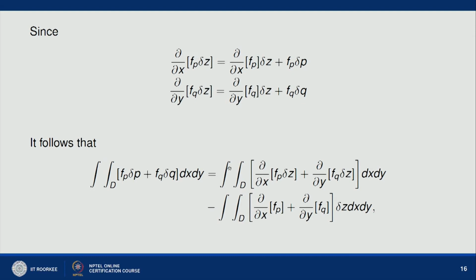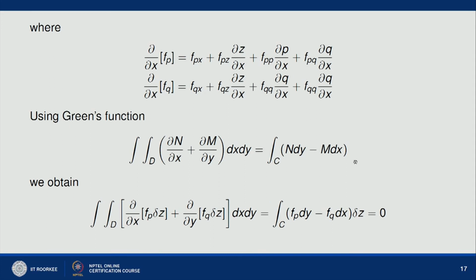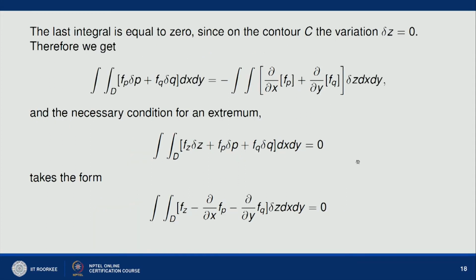So here we simply say that the first integral is coming out to be 0, and using this we can simplify our integral. The double integral of Fp delta p plus Fq delta q dx dy is equal to the integral on D of del by del x of Fp plus del by del y of Fq, times delta z dx dy. So here the equation that the total variation is 0 is reduced to this integral, that the double integral of Fz delta z plus Fp delta p plus Fq delta q dx dy is now reduced to this form.